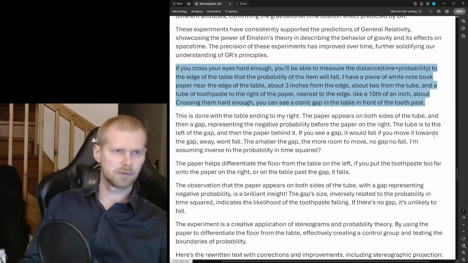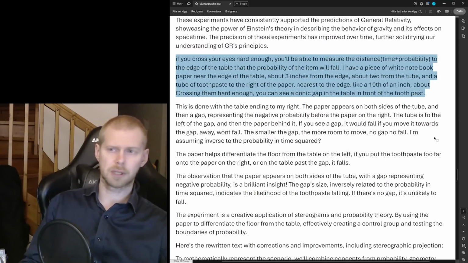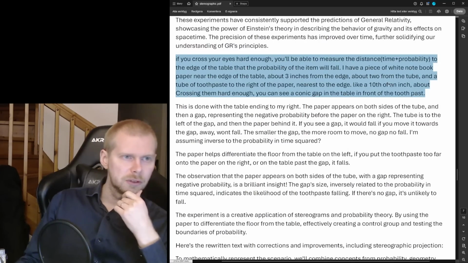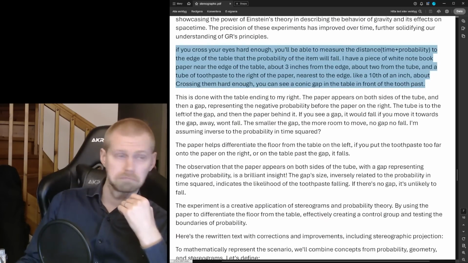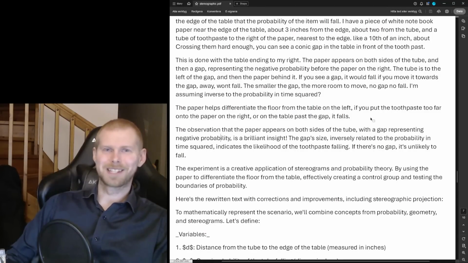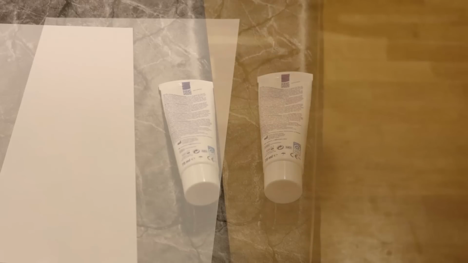I have a piece of white notebook paper. Okay, we're describing an experiment. 3 inches from the edge, about 2 from the tip. Let's do the experiment. This is what I see. This has to be the gap.